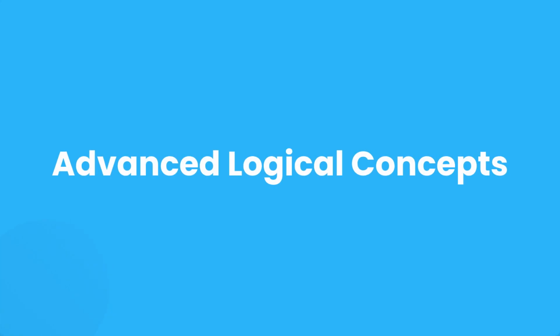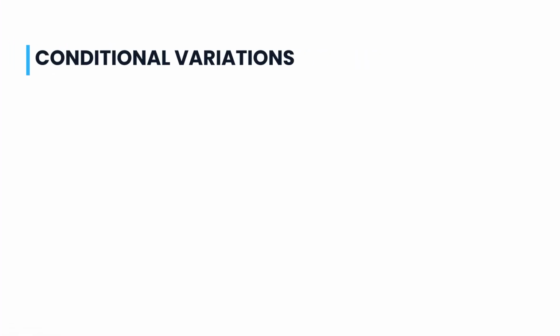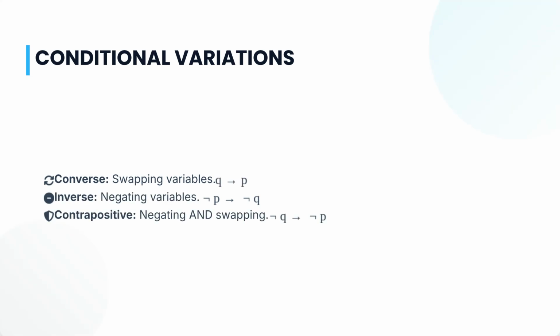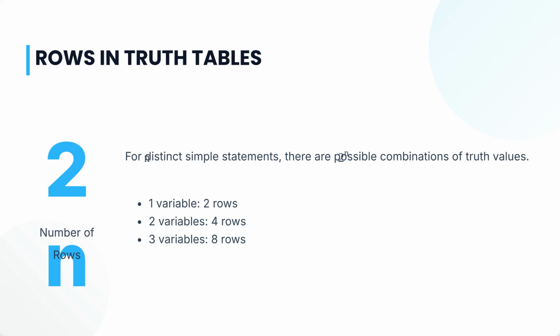Next, we will cover some advanced logical concepts. Conditional statements have variations. The converse involves swapping variables, the inverse involves negating variables, and the contrapositive involves both negating and swapping variables. When building truth tables, the number of rows depends on the number of variables. With n distinct statements, there are 2 raised to the power of n possible combinations of truth values.